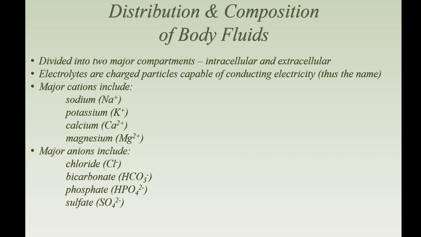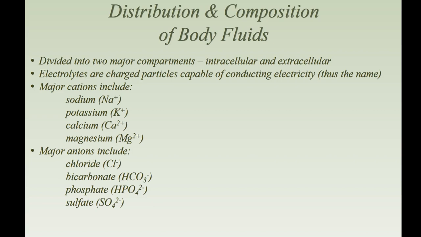Distribution and composition of body fluids. We're going to divide it into two major compartments, intracellular and extracellular. And you already said that anything outside of the cell is extracellular. So electrolytes are charged particles capable of conducting electricity, and thus that's how they get their name. Major cations include sodium, potassium, calcium, magnesium. You've heard of all these. Major anions, you see the little negative, include chloride, bicarbonate, phosphate, and sulfate.